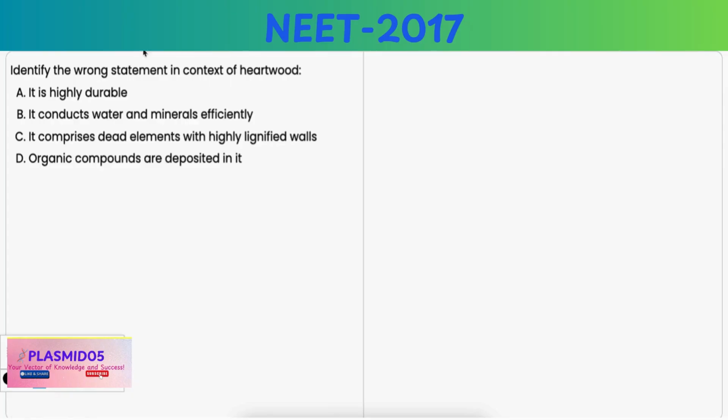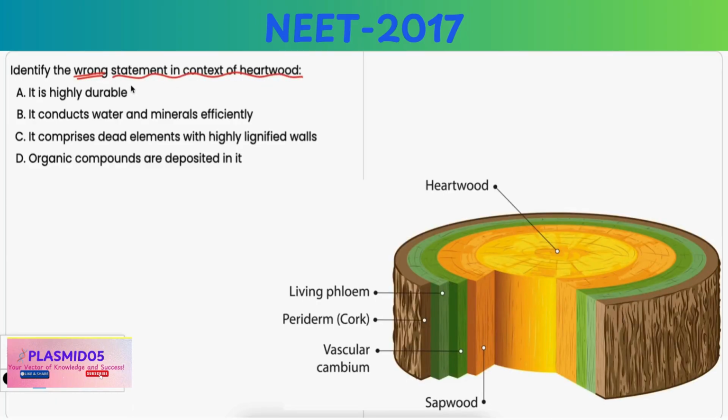In this question, you have to identify the wrong statement in context of heartwood. Option A, it is highly durable. This is true. Heartwood is highly durable because it is composed of dead lignified cells, and compounds like tannins and resins are deposited in it, making it resistant to decay. Hence, it is incorrect option.